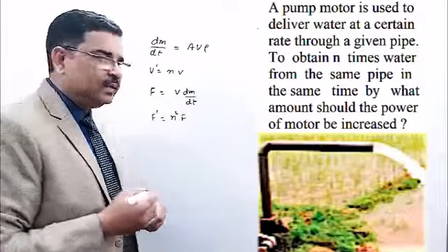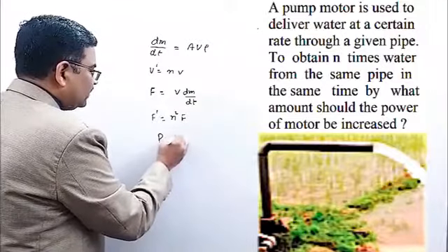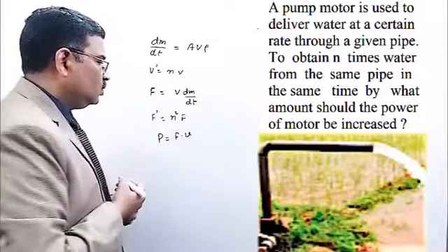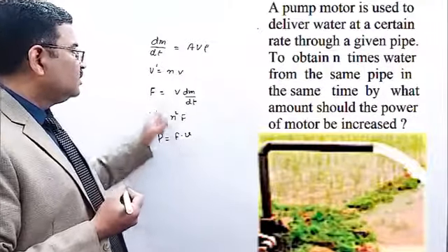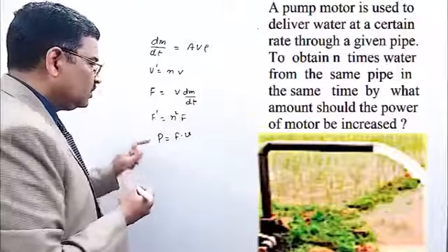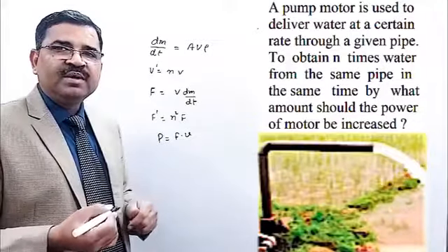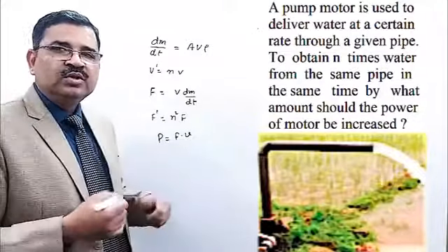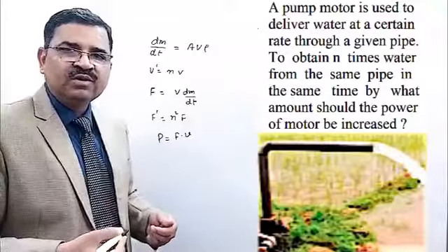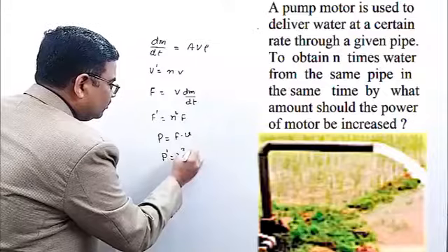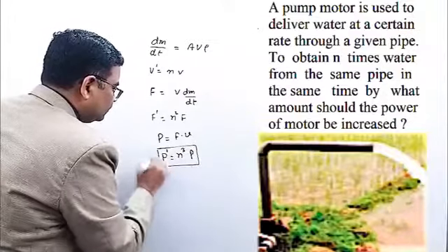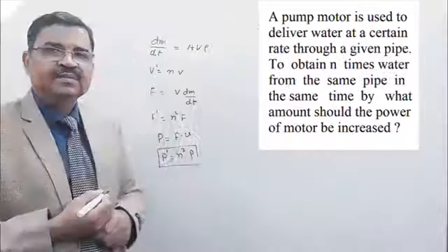And now we apply the instantaneous power as force into velocity. Because force is increased n square times and velocity is increased n times, this means power will be multiplied by a factor of n cube. So the new power will be n cube times the initial power. So if P dash is the new power, then it is n cube times the initial power. So this is our final answer.